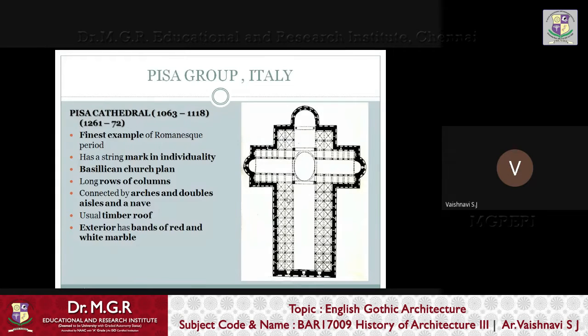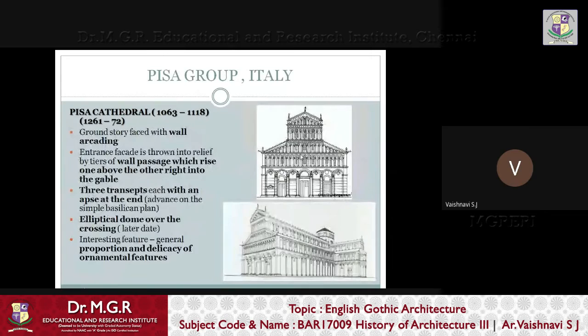You can see there are long rows of columns, connected by arches, and double aisles and a nave. So it had a double height aisle, and the nave is here, and it had a timber roof as usual, and the exterior was colored with red and white marble. The exterior wall facade was done with red and white marble. And when you see this, you can find the massiveness of the Pisa Cathedral.